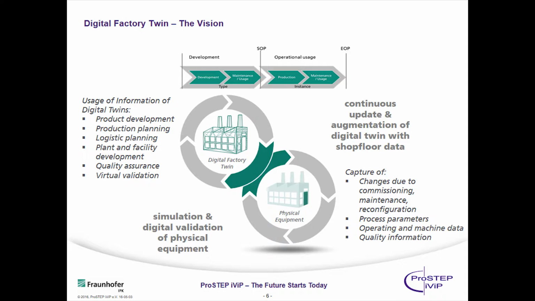On the right-hand side, you see the physical factory. All the digital models are becoming reality and you have your physical factory set up. On this side, we can capture different data and information like changes due to commission, maintenance, reconfiguration. We are also having process parameters of the equipment, operating and machine data and quality information as well.